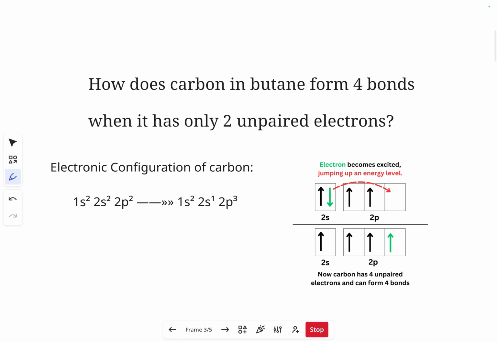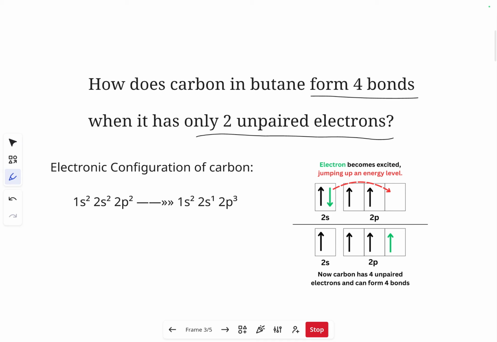Now that we have understood what molecule we are dealing with, let's focus on the question I mentioned at the start of the video. How does carbon in butane form 4 bonds when it has only 2 unpaired electrons? For this, let's take a look at the electronic configuration of carbon.